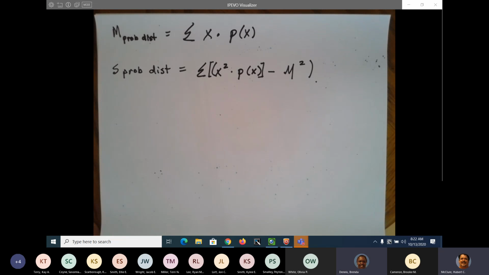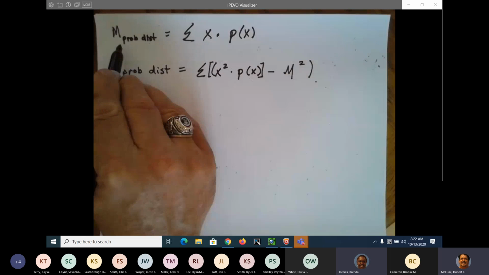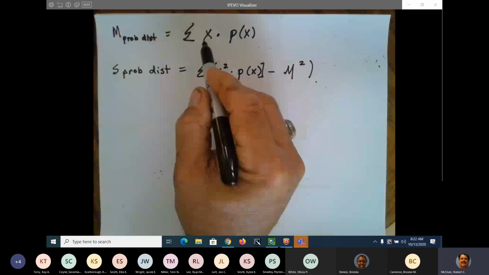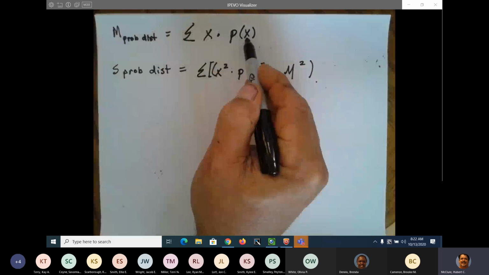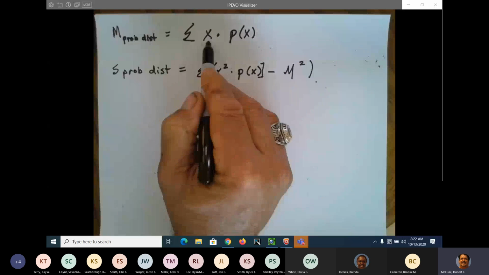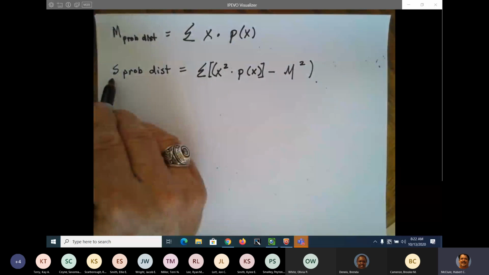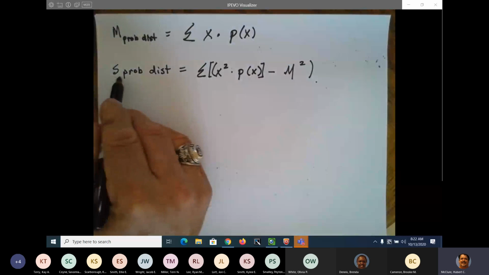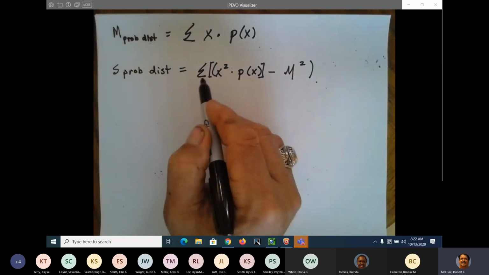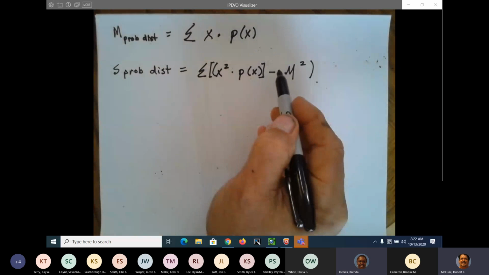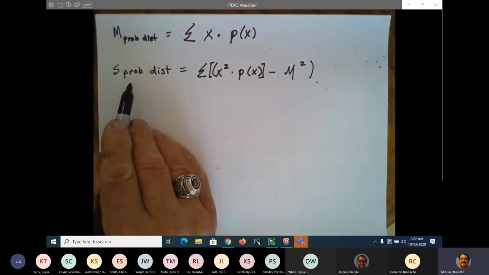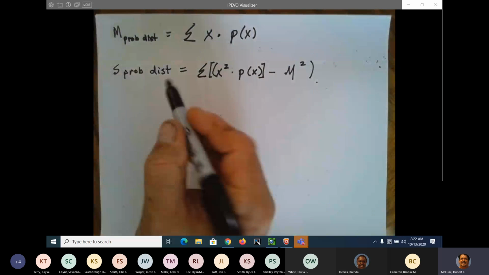Okay. So we went over the mean of a probability distribution. We went over that Thursday, and that is x times p of x. And then today, I just wrote down the standard deviation of a probability distribution. So if this, oh, I'm sorry, that's the variance.